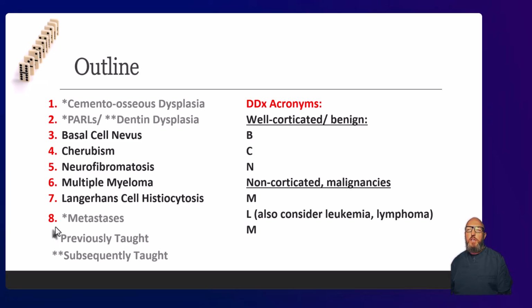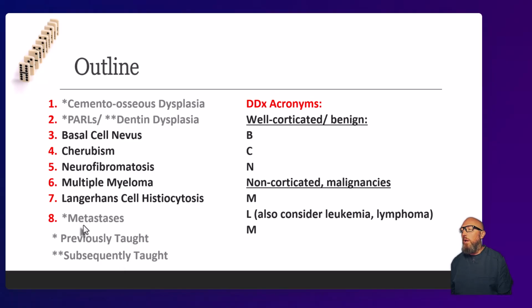It wouldn't do justice if I talked about multifocal radiolucency and didn't mention semi-osseous dysplasia, potential periapical radiolucencies, but we've already covered those pretty extensively. As well as dentin dysplasia, we haven't covered that yet, but we're going to teach that subsequently in our tooth abnormalities lecture. And we also talked about metastases. So we're going to focus on these ones: basal cell nevus, cherubism, neurofibromatosis.